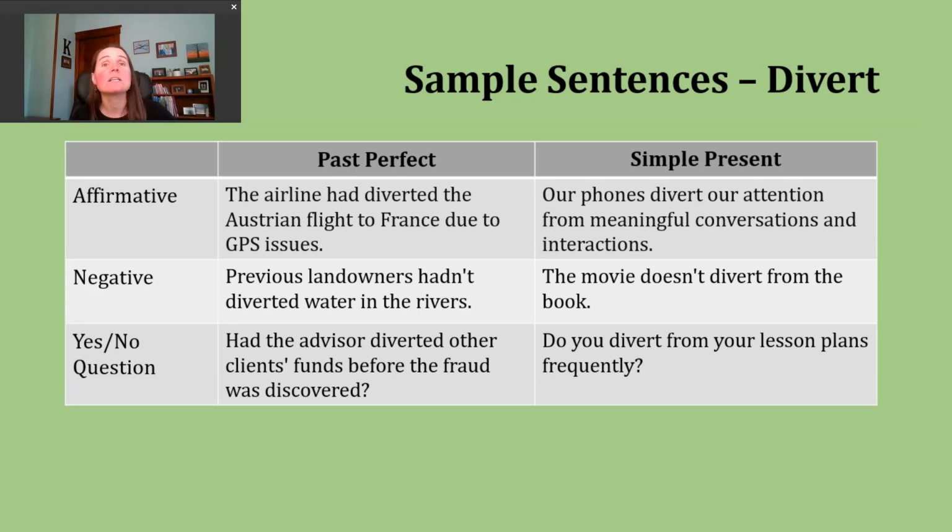To do this, we start with either do or does, whatever form matches our subject. That subject comes next. Then we use the base verb. Here's one final reminder. We're not adding an S to the end of the verb here when we make yes or no questions. Here's my last example. Do you divert from your lesson plans frequently?